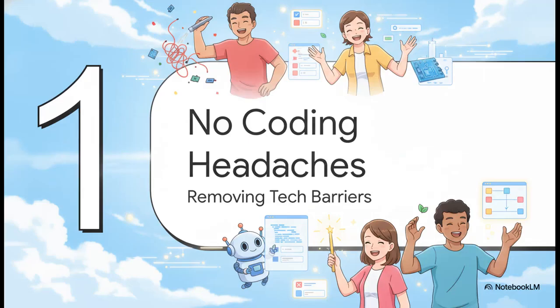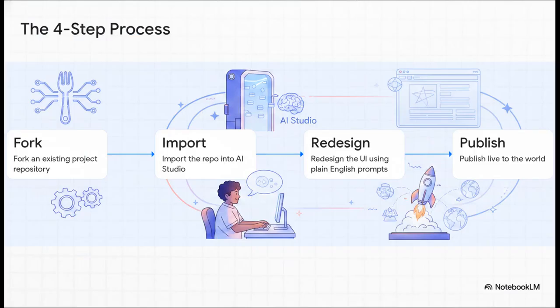Section 1. Goodbye to coding headaches, removing the technical barriers. Let's demystify this whole shebang right now. The entire process breaks down into 4 incredibly simple, straightforward steps that anyone can follow. Ready? Number 1, you fork an existing project. Number 2, you import it into AI Studio. Number 3, you redesign it using just plain English prompts. And number 4, you publish it to the world. It really is that easy.